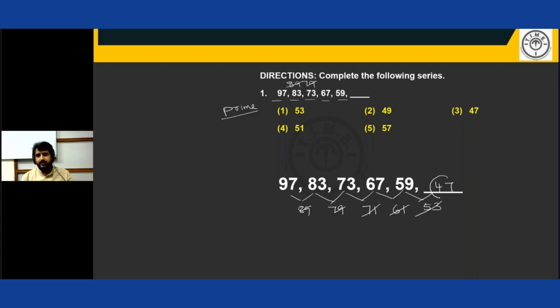Right. So what is the required prime number? 47. Alternate prime numbers. What is the logic? Alternate prime numbers in decreasing order.